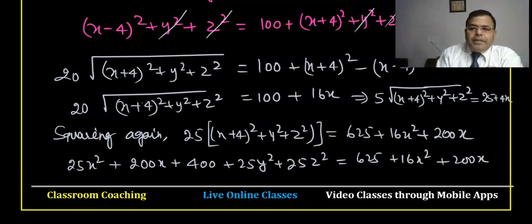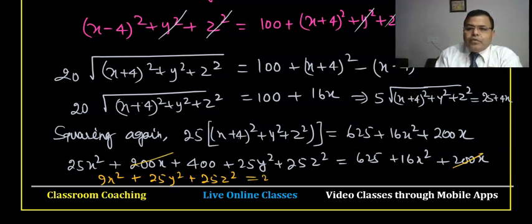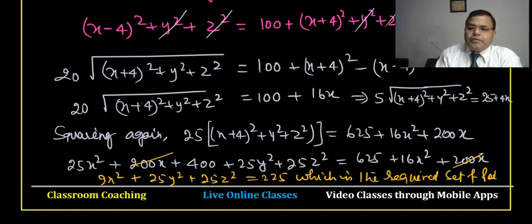Now it will be 9x square plus 25y square plus 25z square, and 200x, 200x will cancel out, and the constants give 225, which is the required set of points. I hope you got it.